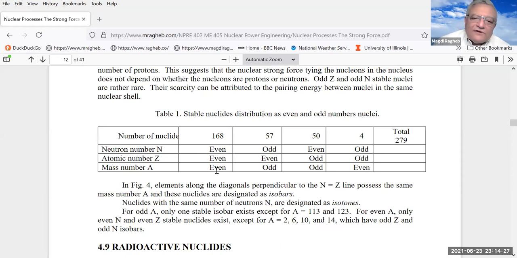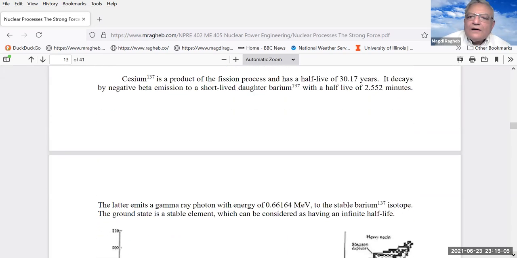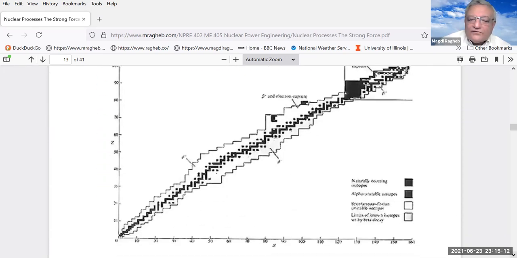You'll find that even-even isotopes are the most stable isotopes, but you find some of them that are odd N, even Z, and odd A, and 50 of them that are even N, odd Z, and odd A. Only four of them are odd N and odd Z, and even though the mass number is even. And in that case, if you take, for instance, uranium-235, it would be one of those isotopes that are very unstable. As I suggested, we have created as humans more radioactive isotopes than exist in nature.